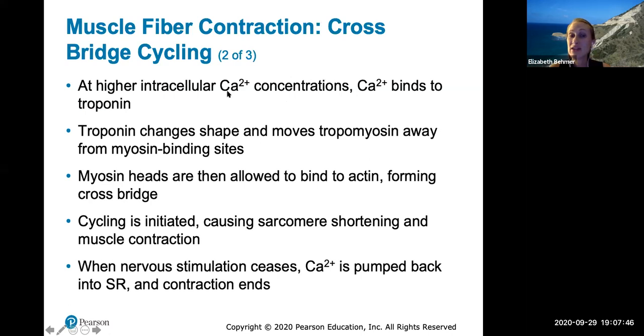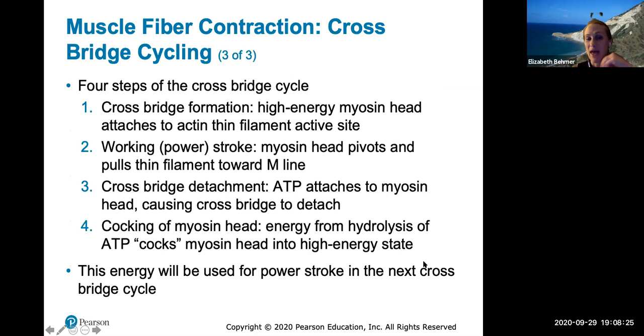At higher intracellular calcium concentrations, so when there is calcium present, that will bind to troponin. Troponin changes shape and moves the tropomyosin, the spaghetti, off of those myosin binding sites. And that will be when the myosin heads can then be allowed to bind to the actin, forming the connection, the cross bridge, and cycling will be initiated. And that will cause the sarcomere to shorten and the muscle to contract. When the nervous stimulation stops, so when there's no more nervous stimulation coming from your central nervous system, calcium will be pumped back into the sarcoplasmic reticulum to be used again, and contraction will end.